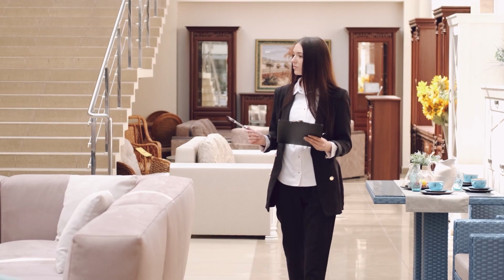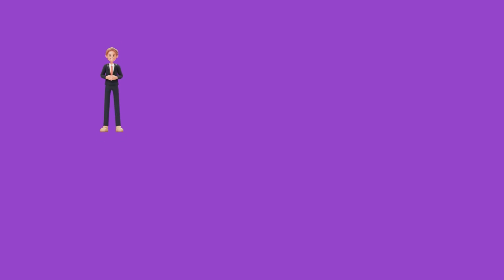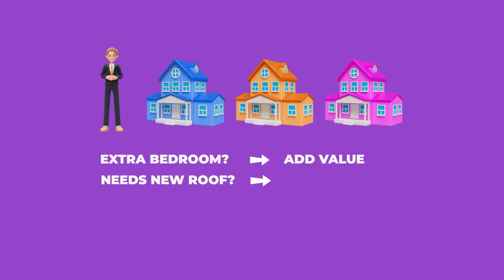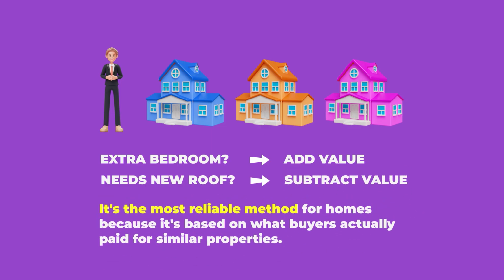This is how most residential properties are valued. An appraiser finds 3 or 4 comparable homes, similar size, location, condition, that recently sold, then adjusts for differences. Extra bedroom? Add value. Needs new roof? Subtract value. It's the most reliable method for homes because it's based on what buyers actually paid for similar properties.